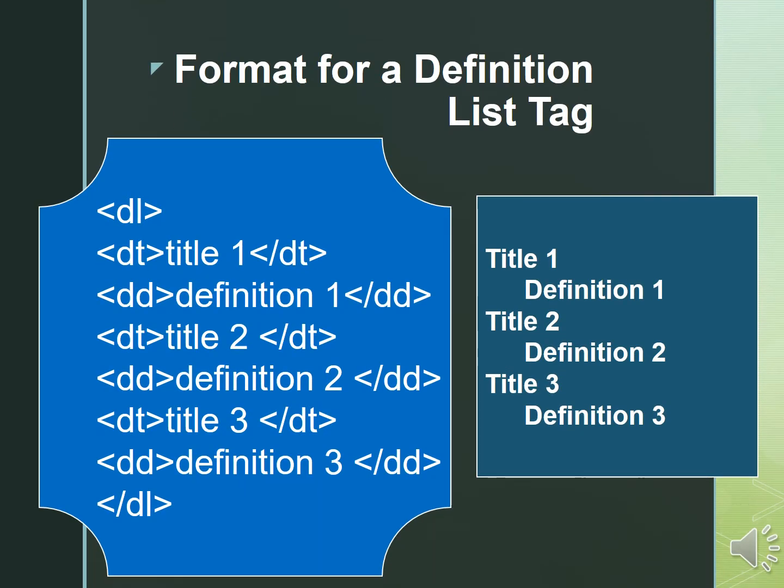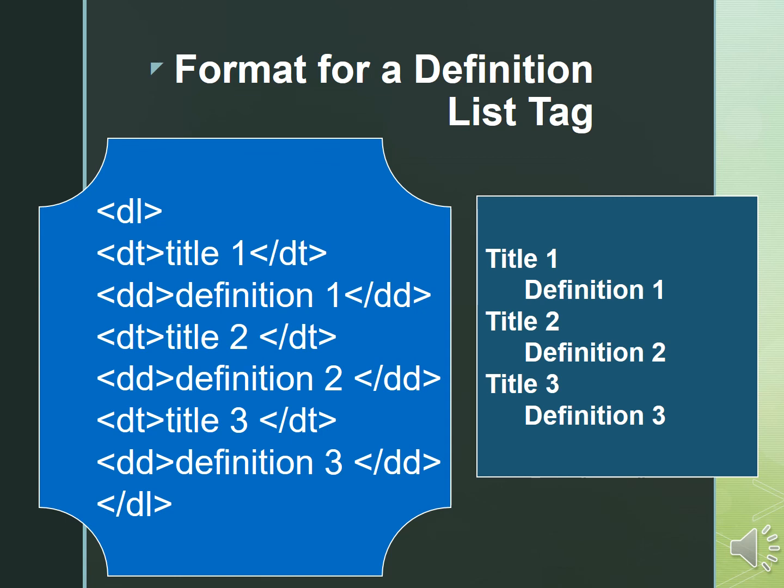Here is an example for the definition list tag, that is if I start with DL, on the right hand side you can see I have 3 titles, which are the terms for that definition, and then definition 1, definition 2, definition 3 are the actual definitions for those titles. So I'll start with the DL tag initially. The DL tag will get closed at the end.